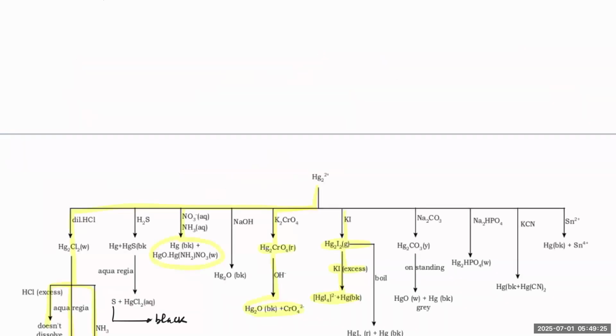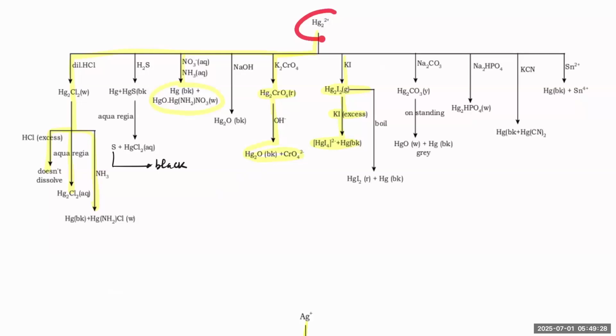Right. Next, Hg2 2+. When it comes to Hg2 2+, what do we need? When you react Hg2 2+ with dilute HCl, it will become a white PPT. On adding excess HCl, nothing will happen. With aqua regia, it will get dissolved into HgCl2. With ammonia, it will become a black PPT; just now we discussed, it will become Hg plus HgNH2Cl. With H2S also, it will become Hg plus HgS, a black PPT. In aqua regia, they will get dissolved, but the sulfide will become sulfur. Okay, sorry, this is white.